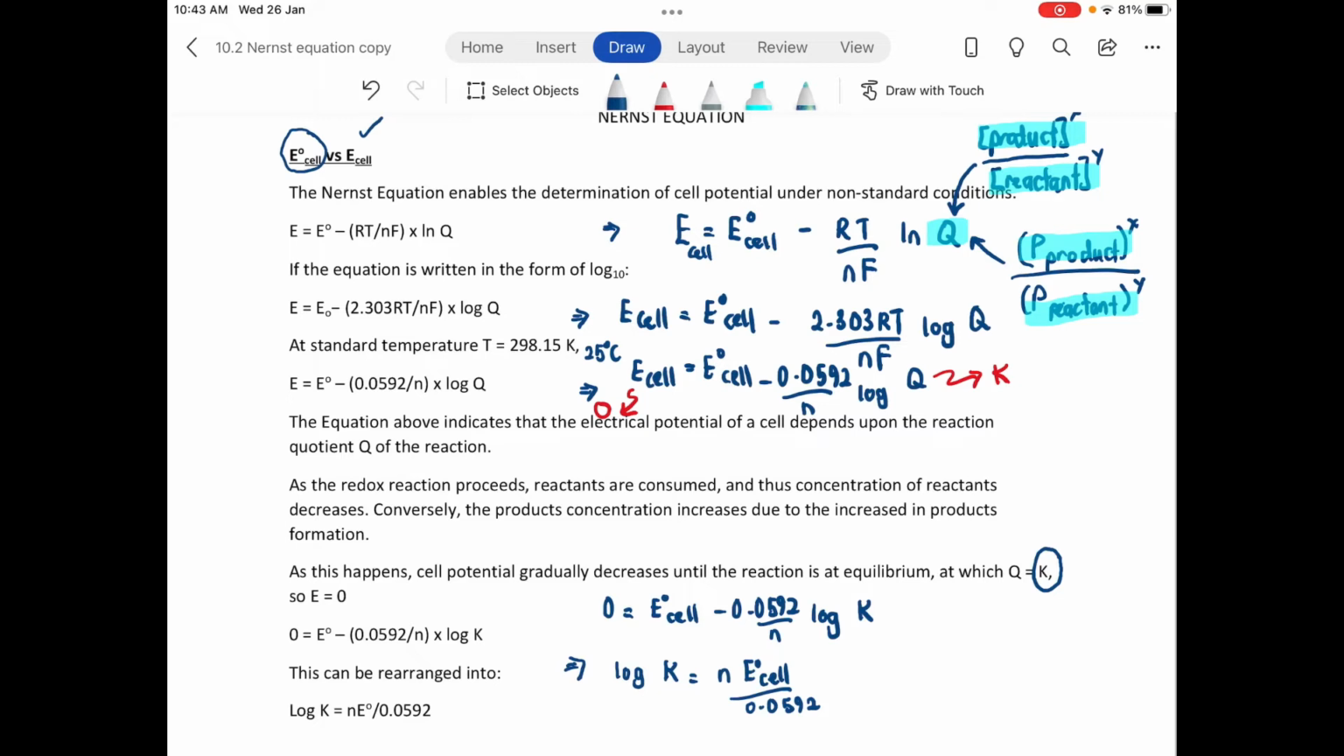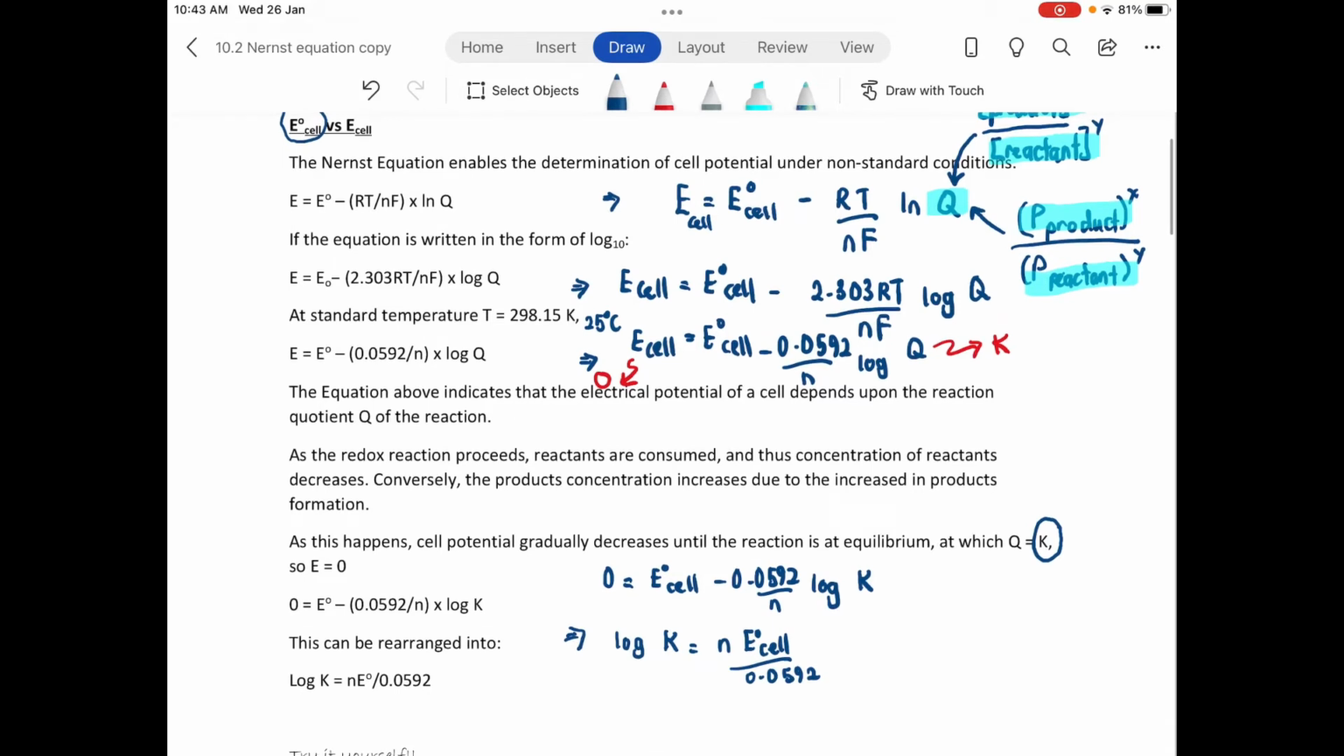The third equation yang kita akan selalu guna ialah bila temperature standard, temperature 25 degree C ataupun 298.15 Kelvin, tapi pressure dan concentration non-standard. And then last sekali, equation yang keempat ni ialah bila E cell kita zero, iaitu bila cell tu mencapai equilibrium.